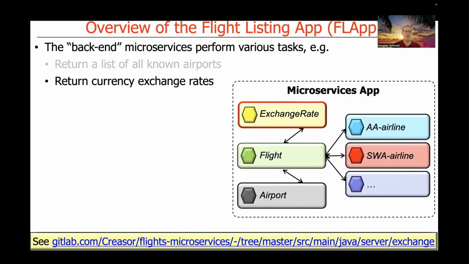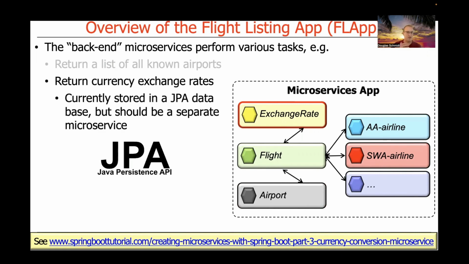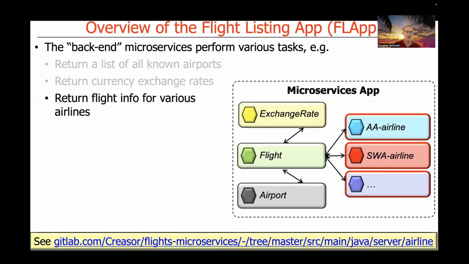We also have something that will return the current exchange rates for different pairs of currencies. And again, that's currently stored as a JPA database, but should probably be implemented as a separate microservice. In other words, we want to basically pull from some real full-fledged currency service. And if you take a look at the link at the bottom of the slide, you can find out more information about how you might write one of those kinds of things.